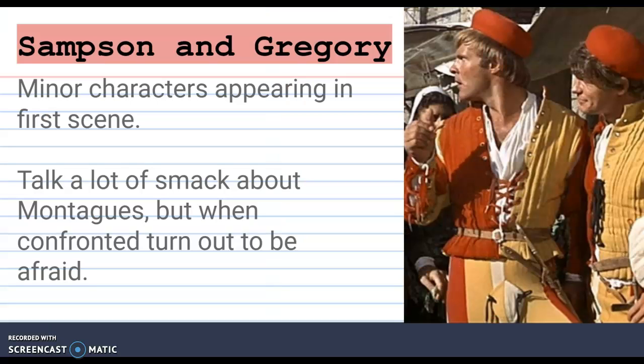Minor characters who appear in the first scene: we got Samson and Gregory. They talk a lot of smack about Montagues, but when confronted, they turn out to be afraid.